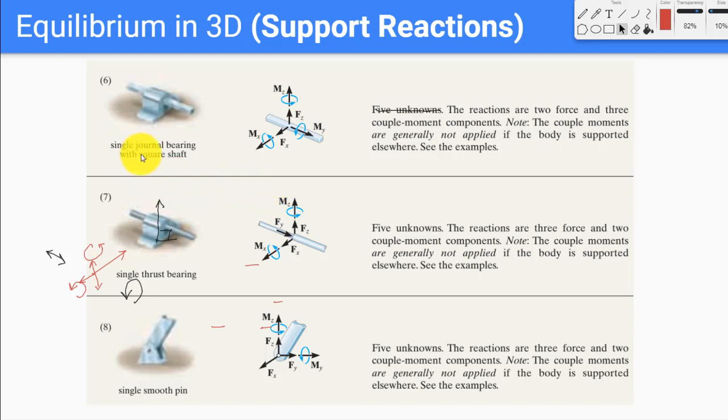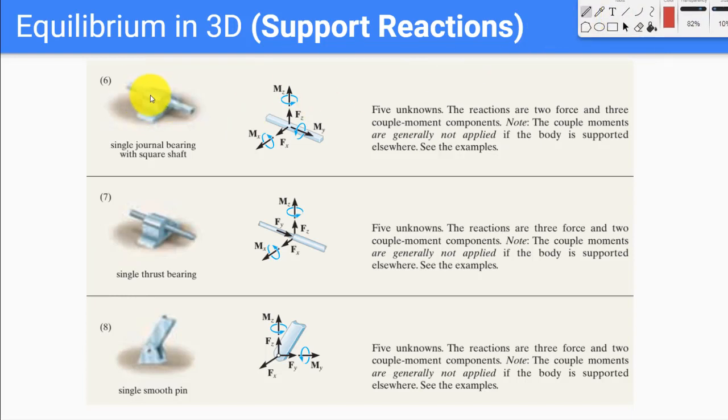Okay, so the next case is a single journal bearing with square shaft. A square shaft is different from a regular round shaft in that a square shaft cannot rotate. So now even the rotation along this axis is not allowed. That means we also get a support couple moment along the y axis. A thrust bearing is something which stops to and fro motion. It also provides a thrust. So now we would replace this thrust bearing with 2 moments and 3 forces as shown in this diagram.